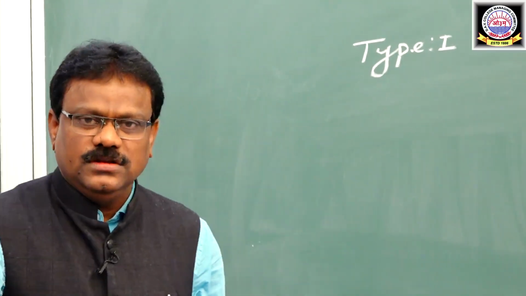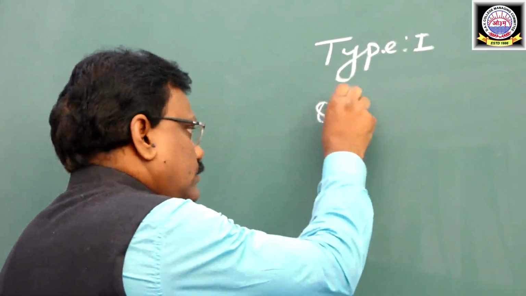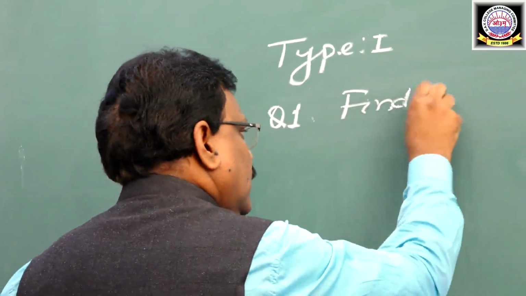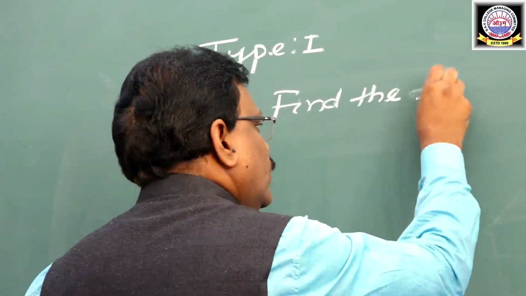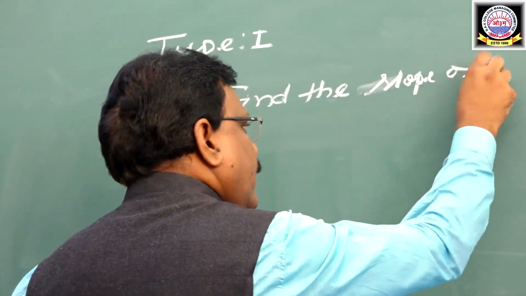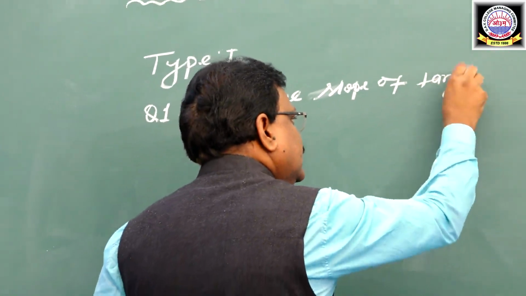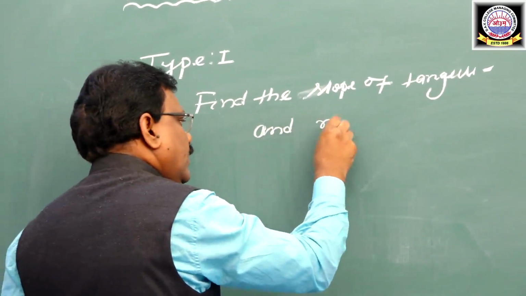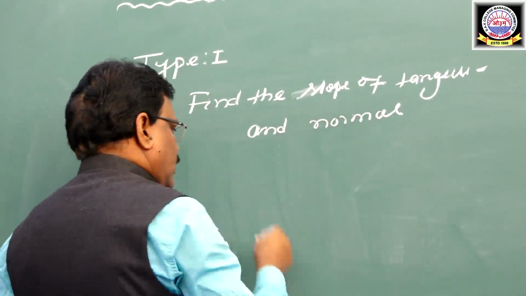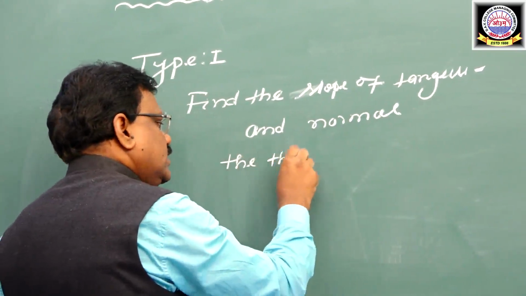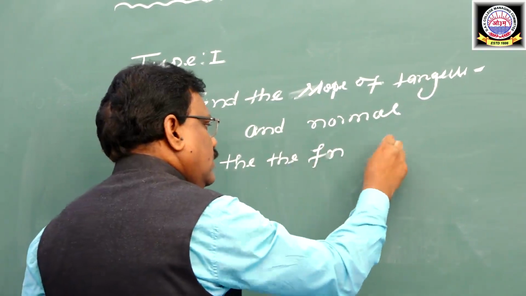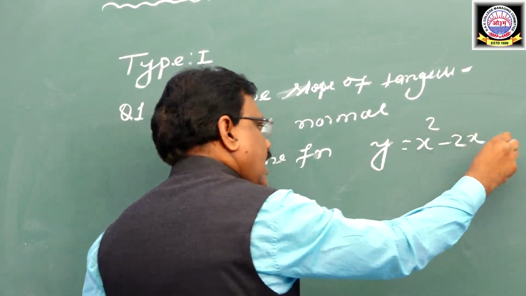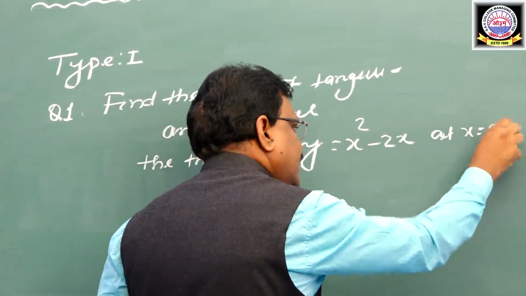So we will discuss one question. Let us see question number 1. Write down question number 1. Find the slope of the tangent and normal to the curve or function y is equal to x cube minus 2x at x is equal to 2, say.